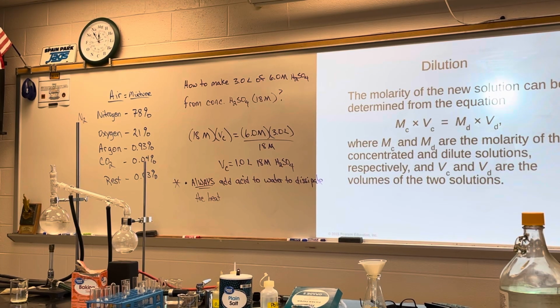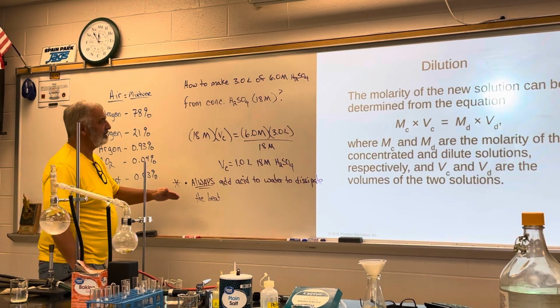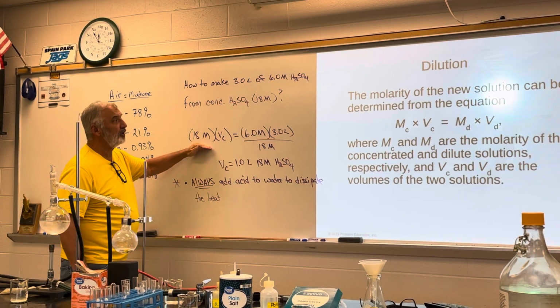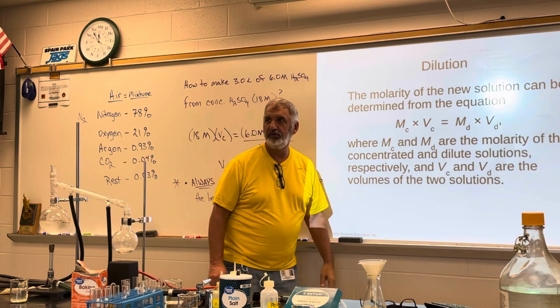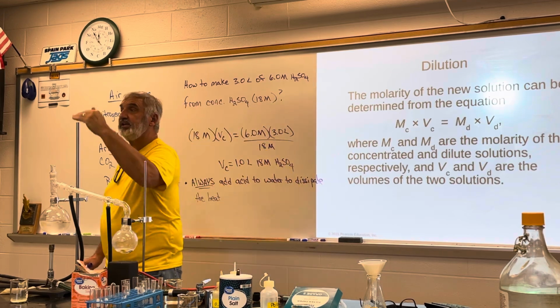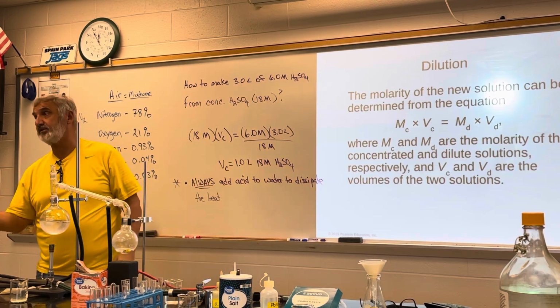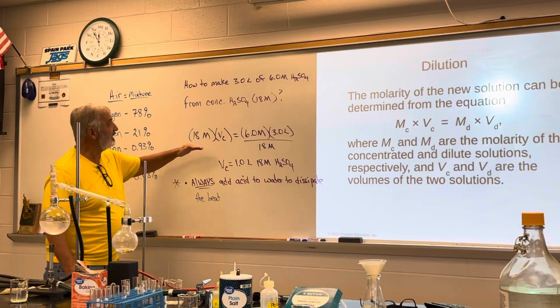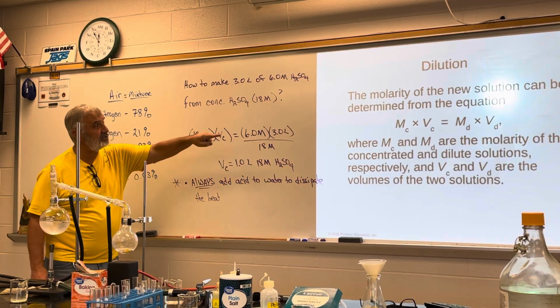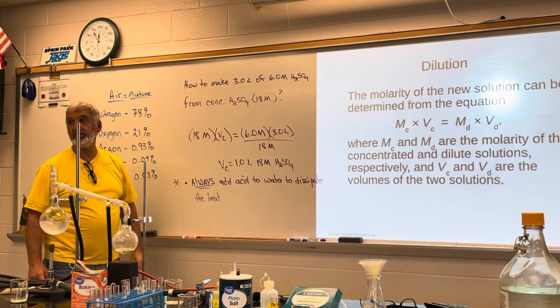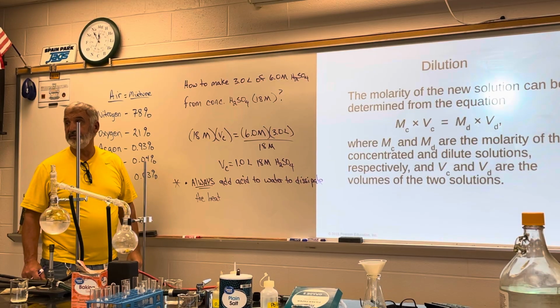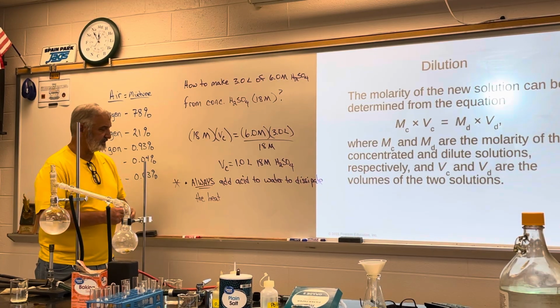Okay. All right. So when we do a dilution problem, first off, you look for the word dilute, or you're going from something concentrated to make something less concentrated. Molarity of the concentrated times the volume of the concentrated equals molarity of the dilute times the volume of the dilute. Super easy.